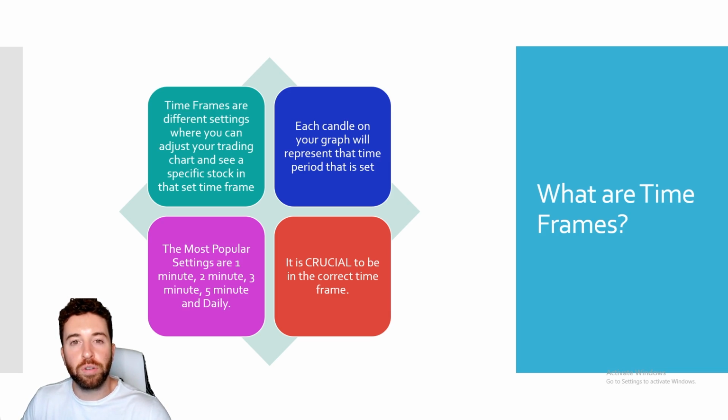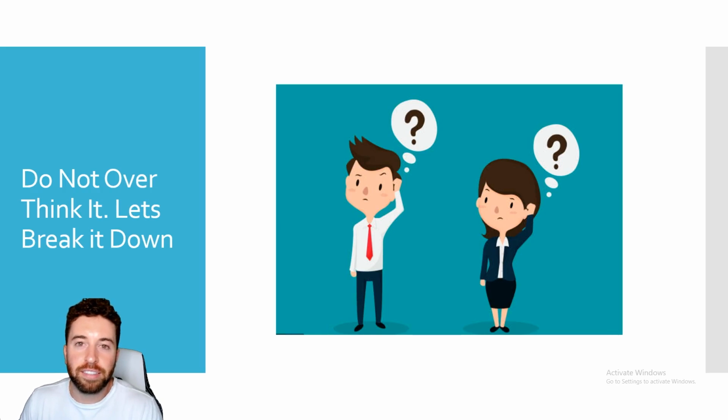Why is it so crucial? Because if we're in the correct time frame, we're going to be able to see support and resistance much easier, as other people will be in the correct time frame as well. So as I just stated, don't overthink it. Right? I know things can get confusing in the stock market, especially when you're a new trader and especially just trying to figure out so much of this information.